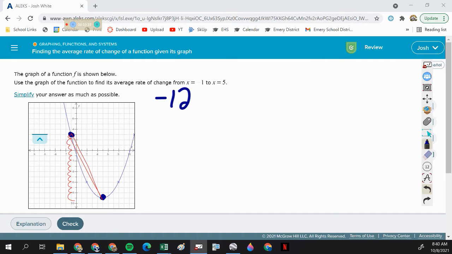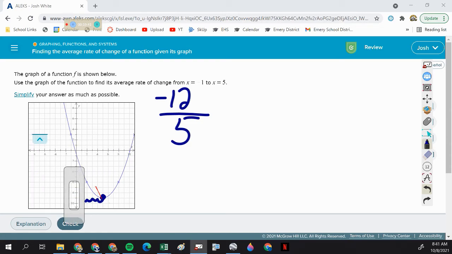How do we remember that? We say rise over run. If you want to go snowboarding, you got to rise up the mountain before you can go down the run. Unless you live at the top of the mountain. And then my run is going to be 1, 2, 3, 4, 5. So the average rate of change is -12/5.